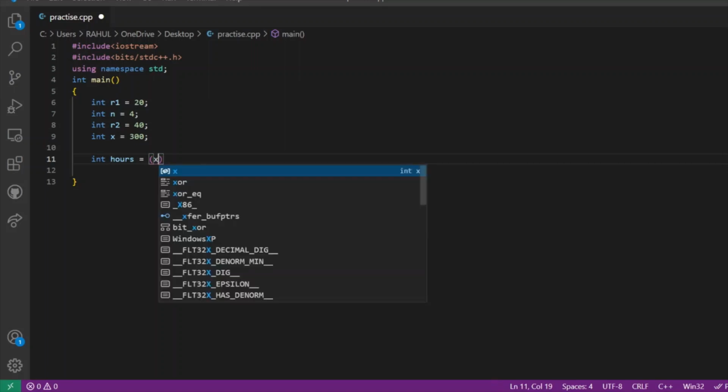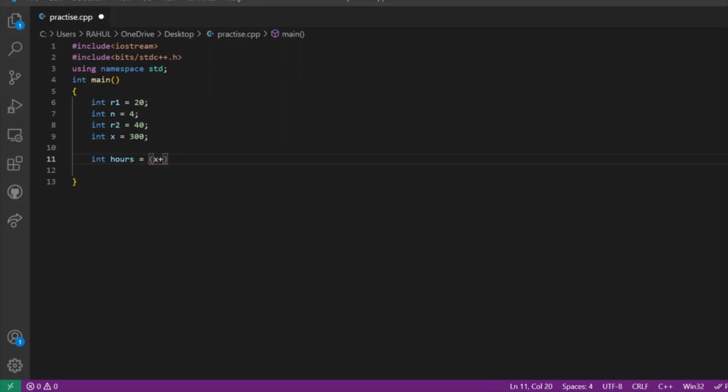that is the number of minutes given to us. What we will do is add it with 59, and then divide that by 60. Why are we adding 59? Because we have to move into the next hour.